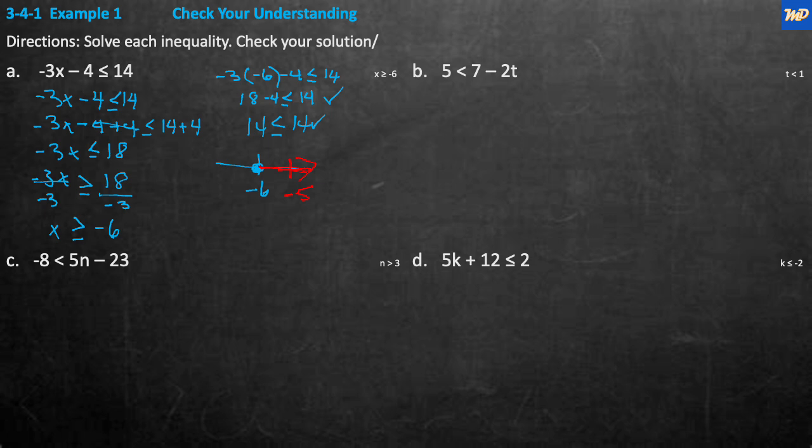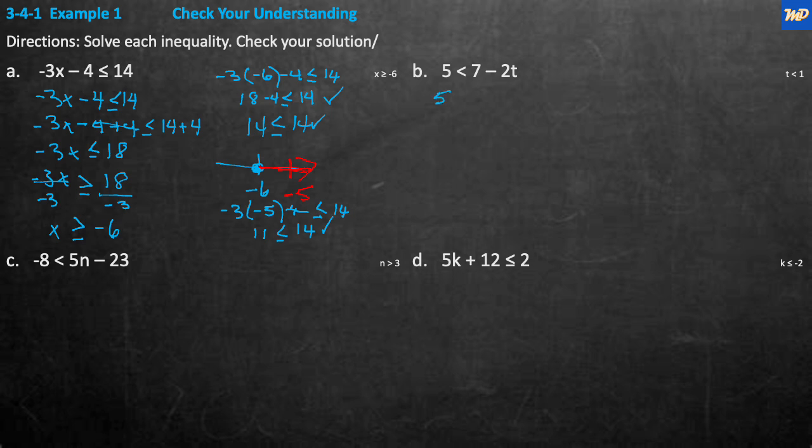So I'm going to say that negative 3 times negative 5 minus 4 is less than or equal to 14. Now I'm going to simplify the whole thing: 15 minus 4 is 11, is less than or equal to 14. Yes. Okay? Solution.